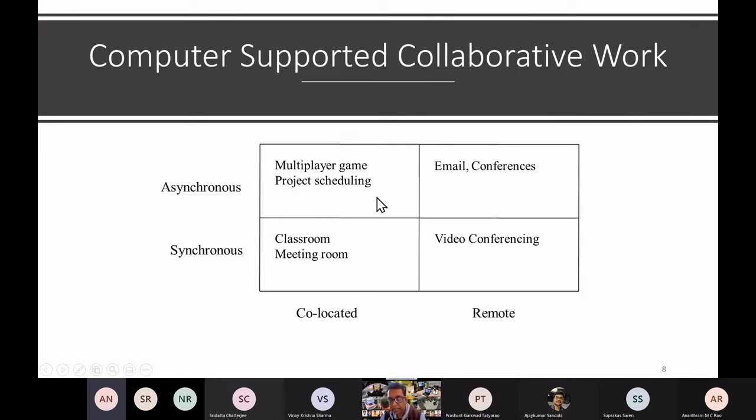And when the players or participants are not spatially co-located at the same place, like in remote collaboration, if it is synchronous, it's like video conferencing, like now we are doing. And when it is asynchronous, that is like email or teleconference.